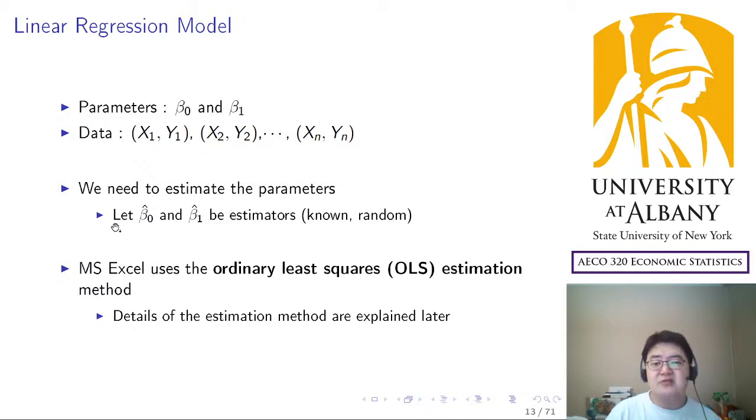And the estimators will be denoted as beta 0 hat and beta 1 hat. So as usual, they are estimators. We are going to use the ordinary least squares estimation method. I will show you the OLS estimator later, but for a while, I'll show you what we can do when you have those estimators.